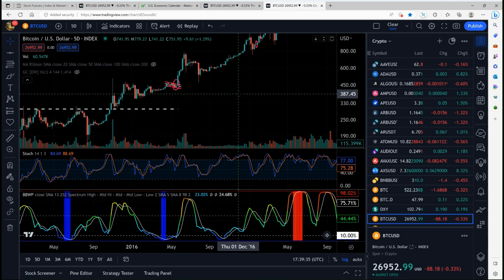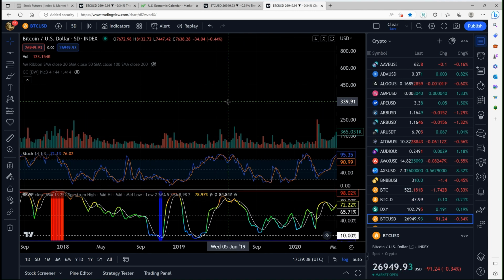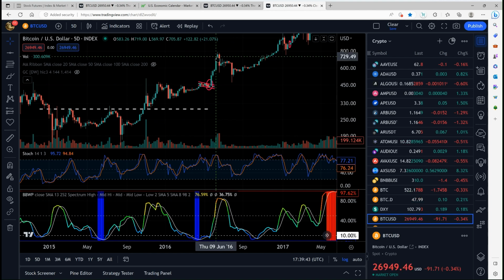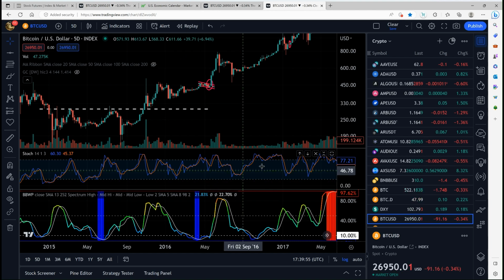So do with that what you will. I'm sure nobody back here was thinking we were going to make this move. And nobody right now is believing that that's possible. But the charts are showing that that is highly probable.